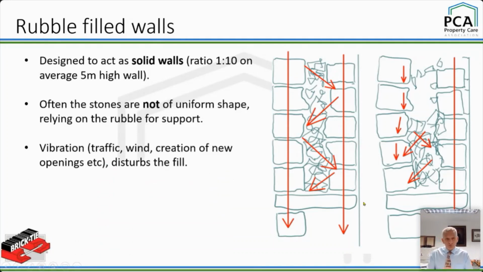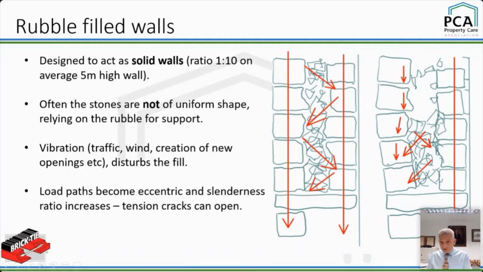It doesn't matter, the rubble's supporting them. But vibration and traffic can disturb all that, okay? We've got wind, we've got creation of new openings when builders knock blooming holes in the walls for new windows and stuff like that. And the rubble, if you look at the right picture, can settle and form voids. And that does several things, okay? The load paths can become eccentric, and the slenderness ratio, because there's a big void there, gets much higher.